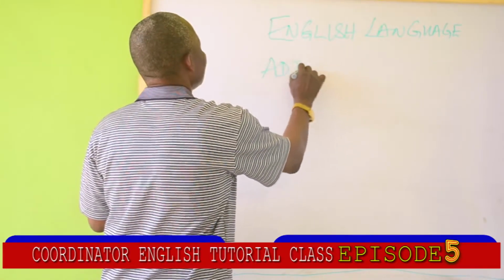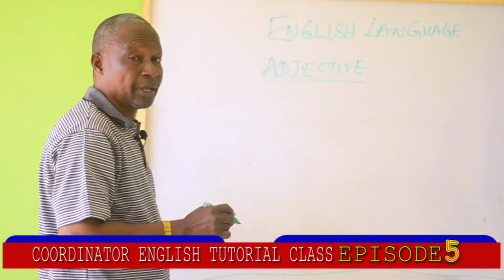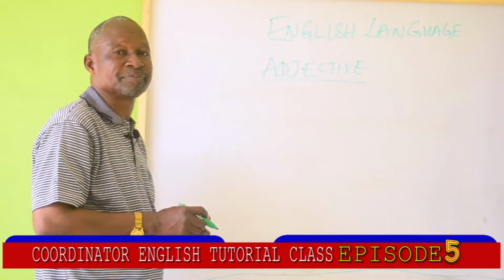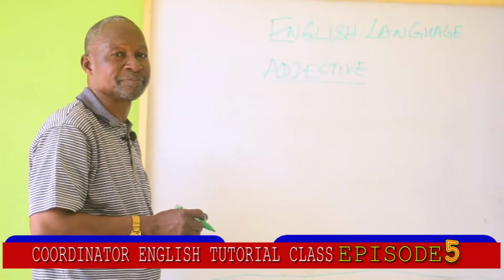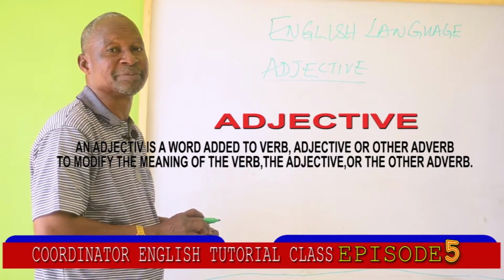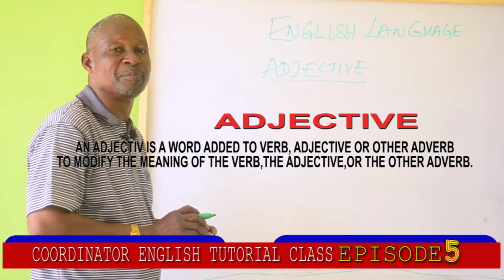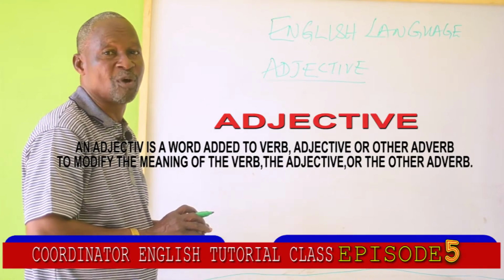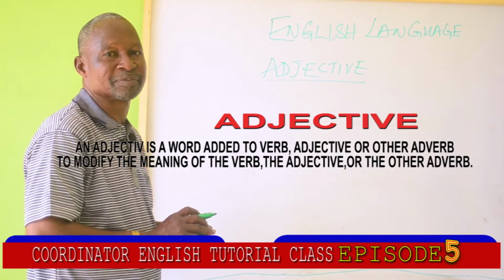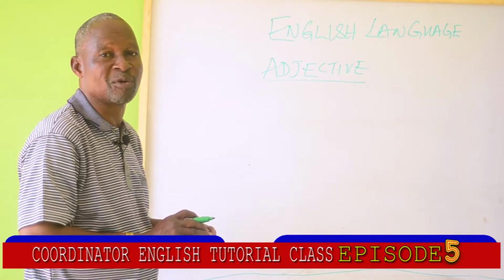Adjective. Adjective is another basic part of speech in the grammar of English language. What is an adjective? An adjective is a word, or it could be a group of words, that does the job or performs the function of qualifying a noun or a pronoun. In a nutshell, adjective is a qualifier of a noun or a pronoun.